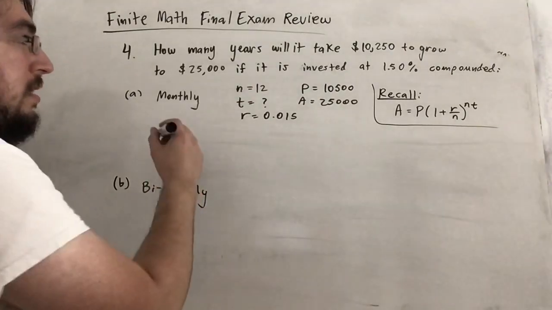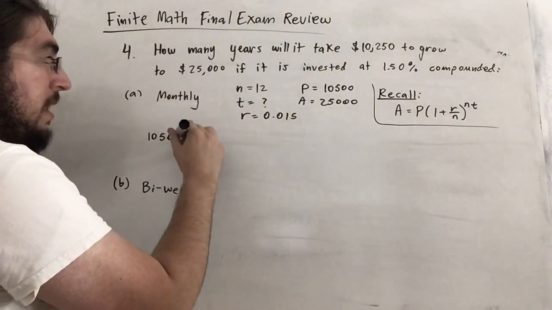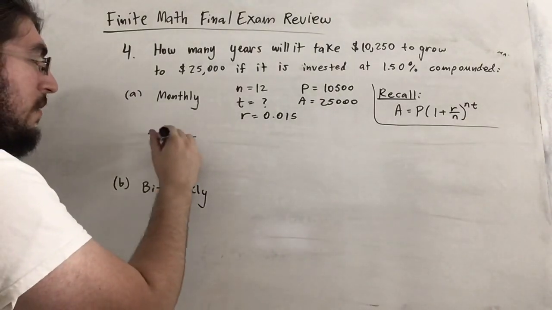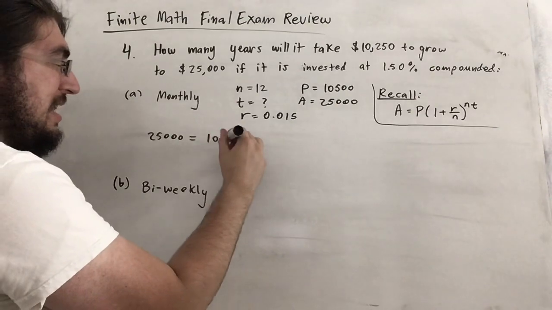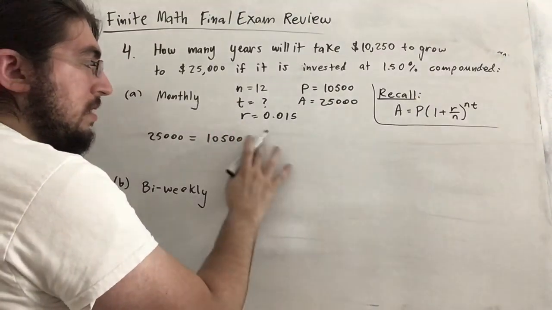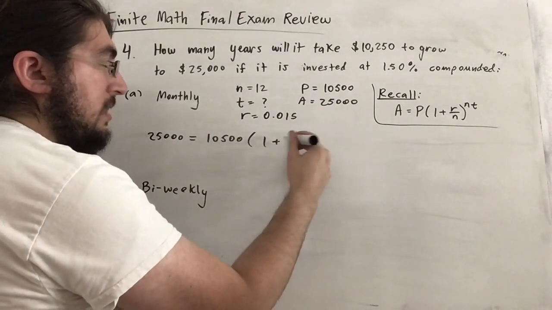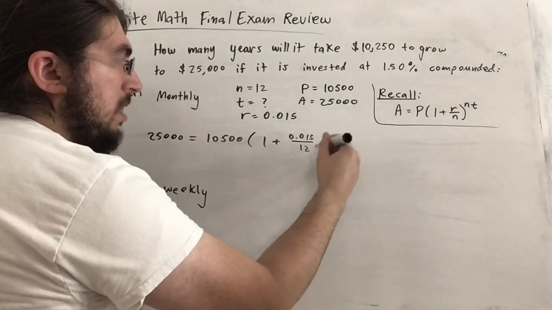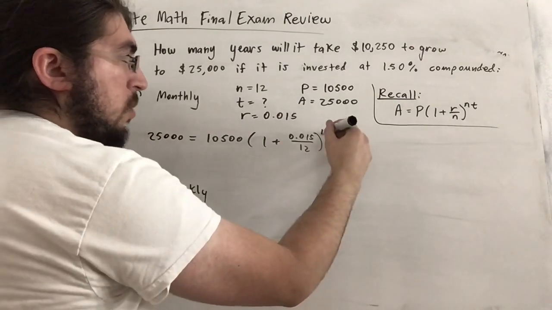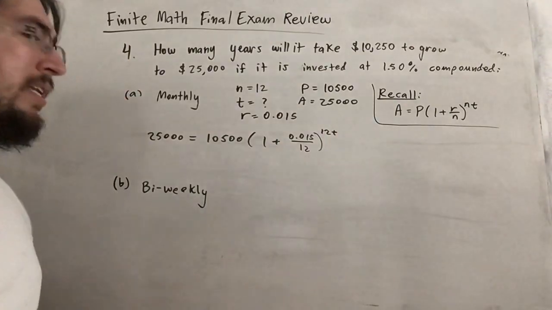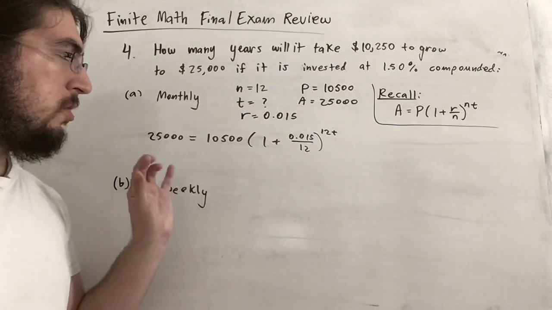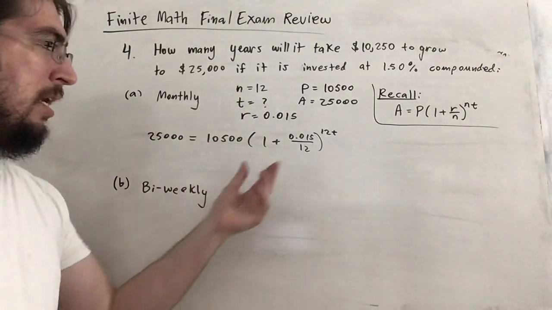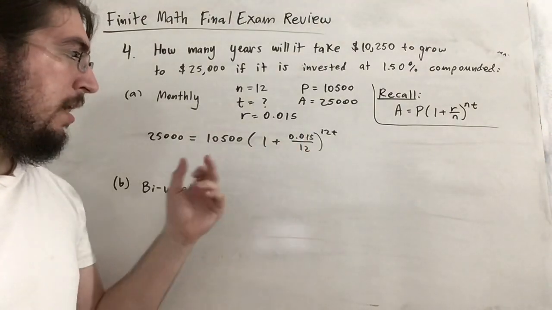Let's see if we can do that. So we get 10,500 equals, I'm sorry, did the other way around, didn't I? There we go. 25,000 equals 10,500 times parentheses 1 plus 0.015 over 12 to the 12t. Now I'm going to use my calculator a bit to try to tweak this equation. I don't want to approximate too much, but I am going to approximate the inside.